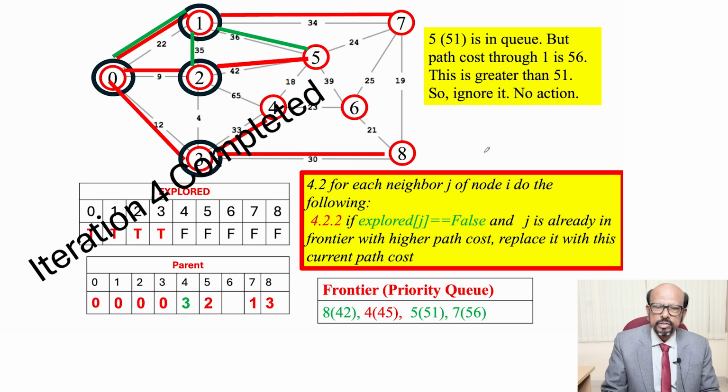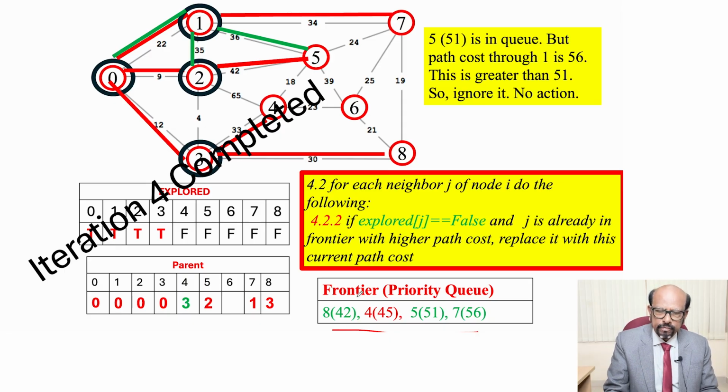Now, iteration 4 is completed. So at the end of iteration 4, look, this is the frontier. This is the set of explode nodes. This is the parent matrix. Now, 4 iterations are done. Let us move into iteration number 5.